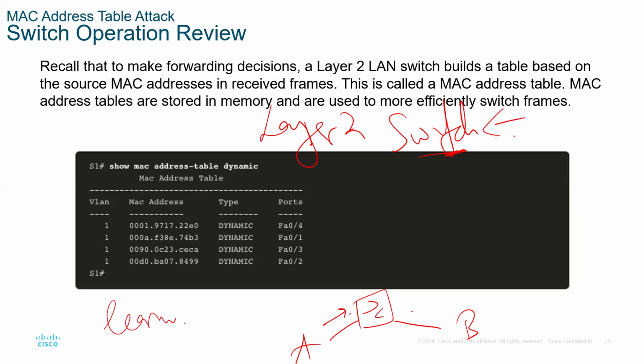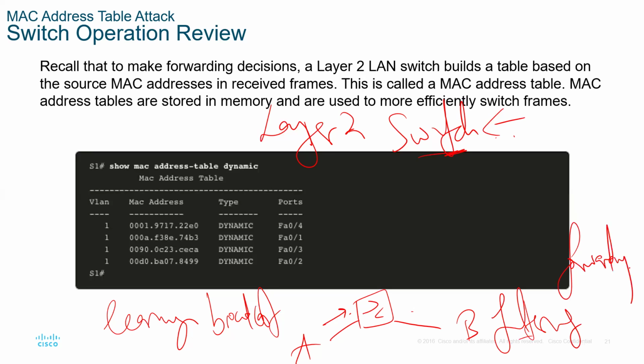By these processes, automated learning, then broadcasting, then filtering, then forwarding. That is what basically describes how a switch functions. From there, if we understand those things, we can then look at MAC attacks from this point, because MAC attacks exploit learning, broadcasting, filtering, and forwarding.